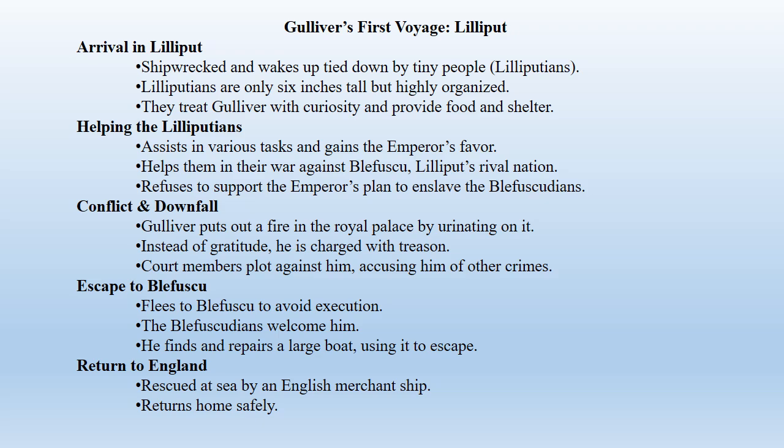Gulliver's downfall begins when he extinguishes a fire in the royal palace by urinating on it, an act that, despite saving lives, is deemed treasonous. He is soon charged with additional crimes, and a faction of the court conspires against him. Facing the threat of execution, Gulliver flees to Blefuscu, where he is welcomed by the inhabitants. There he finds and repairs a large warship, using it to escape the island. Eventually, Gulliver is rescued at sea by an English merchant ship and returns home.